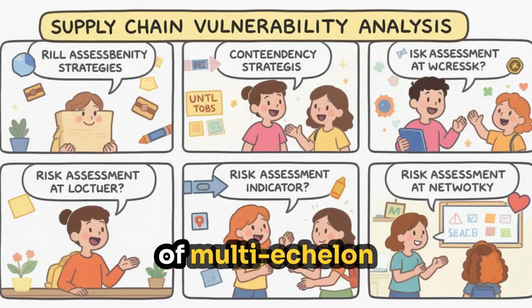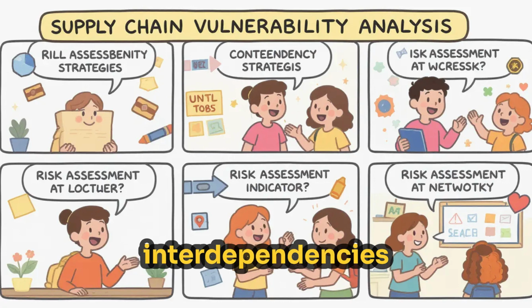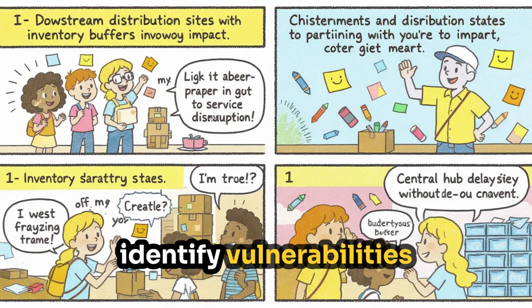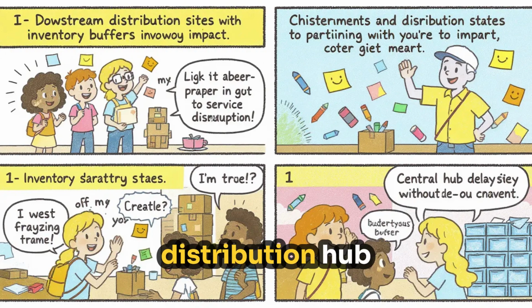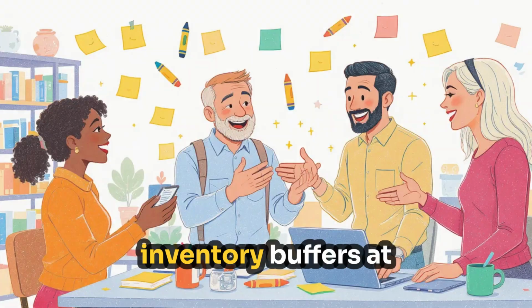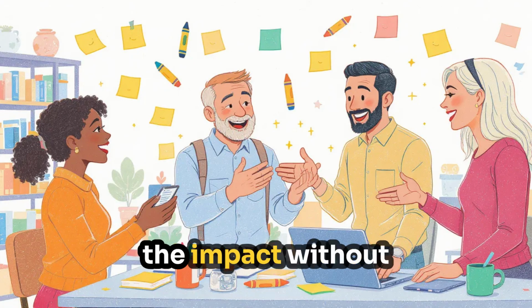Another benefit of multi-echelon optimization is enhanced resilience. By understanding the interdependencies between locations, businesses can identify vulnerabilities and develop contingency strategies. For example, if a central distribution hub experiences delays, inventory buffers at downstream sites can temporarily absorb the impact without disrupting service.